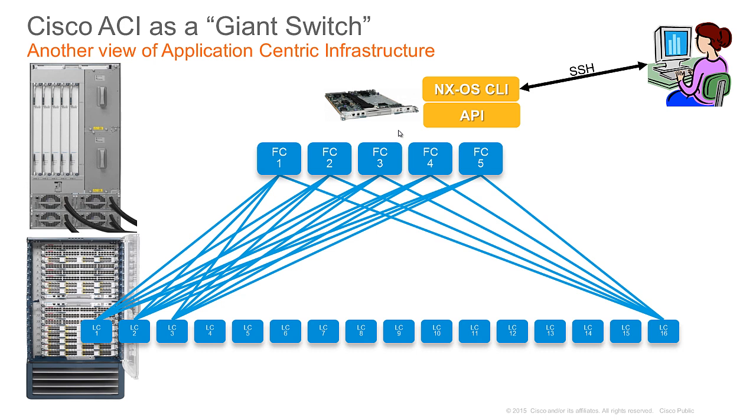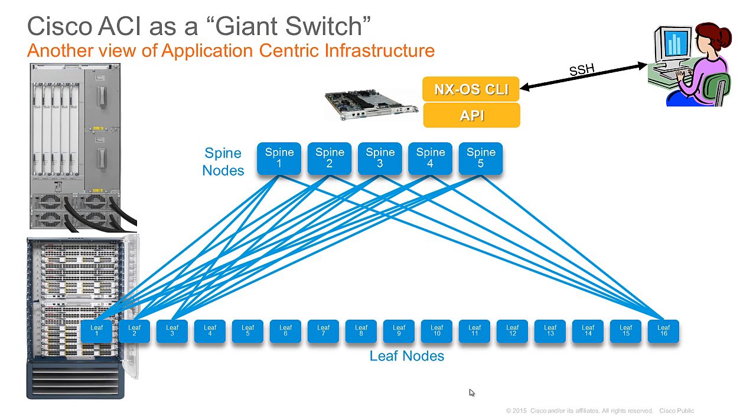Let's now draw a parallel and look at how ACI is very, very similar, or some may even say the same. So when we look at ACI as a gigantic switch, the fabric cards are your spine switches on a leaf and spine topology. The ACI spine switches can really be thought of as your fabric cards inside a switch, and your line cards are your leaf switches.